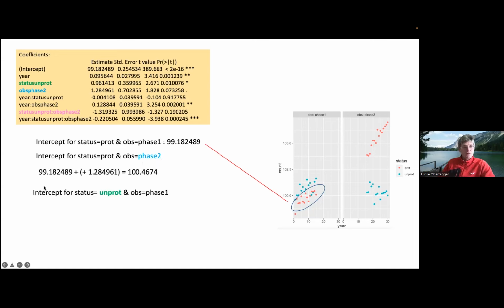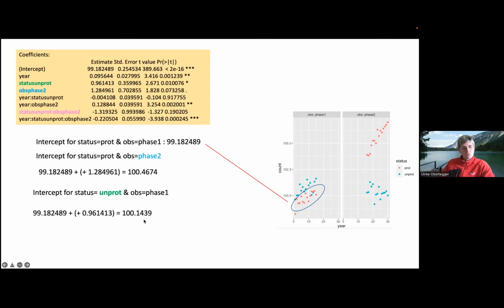The next one is the intercept for status unprotected and observation phase 1. With respect to the baseline model, what is different? It's the status. Status for baseline was protected. Now we're looking for the intercept for status unprotected. So again, we take our intercept for the baseline, the 99.18, plus the difference with respect to status unprotected. And this is then our intercept.